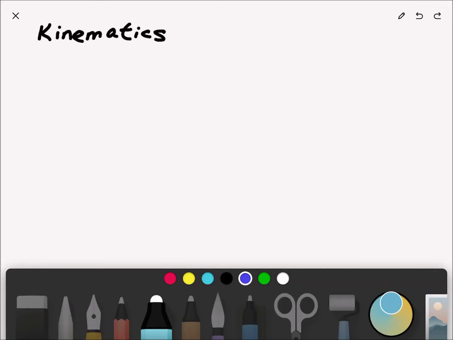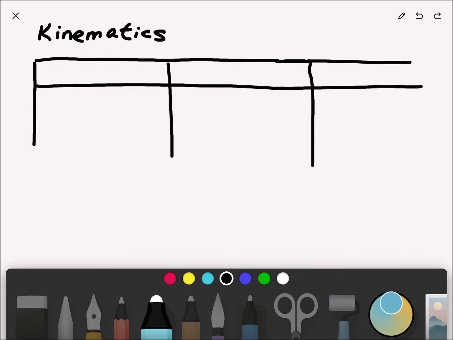Okay, good morning everyone. Today we are going to revise on kinematics. So kinematics basically is the study of motion. Now in kinematics we are going to describe motion in two categories. The first category is what we call scalar. The other one is called vector.